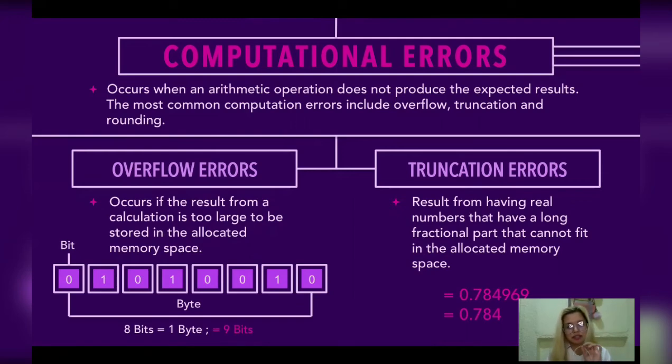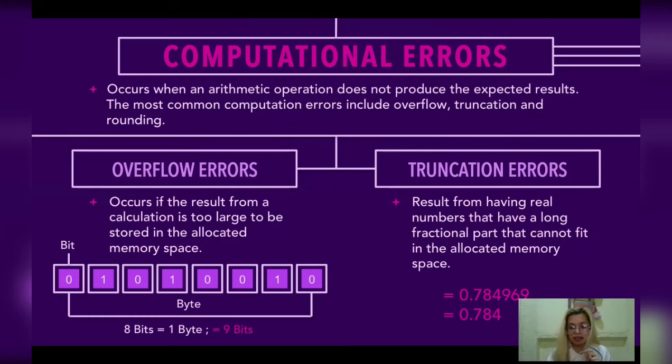It occurs if the result from a calculation is too large to be stored in the allocated memory space. For example, if a byte is represented using 8 bits, an overflow will occur if the result of a calculation gives a 9-bit number. Next one is the truncation errors. Result from having real numbers that have a long fractional part that cannot fit in the allocated memory space. So the computer would truncate or cut off the extra characters from the fractional part.